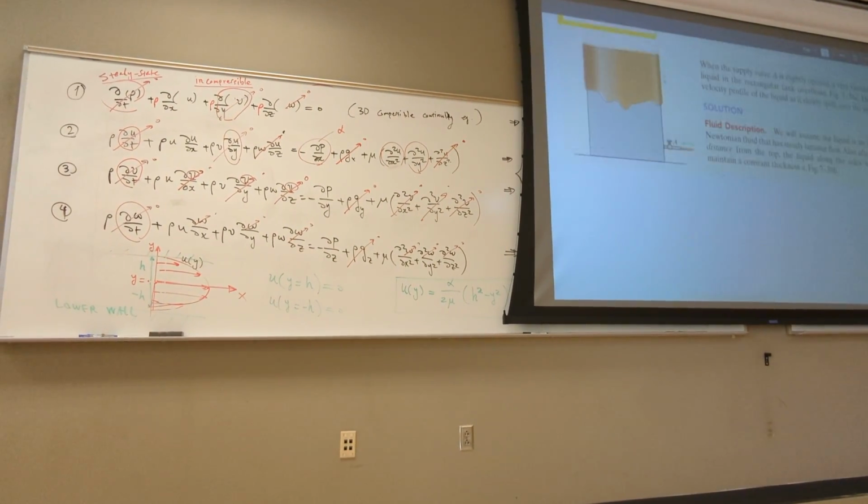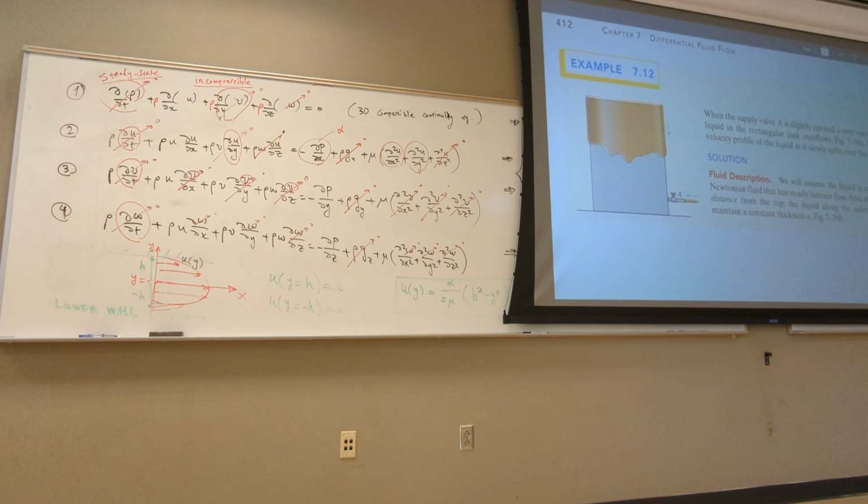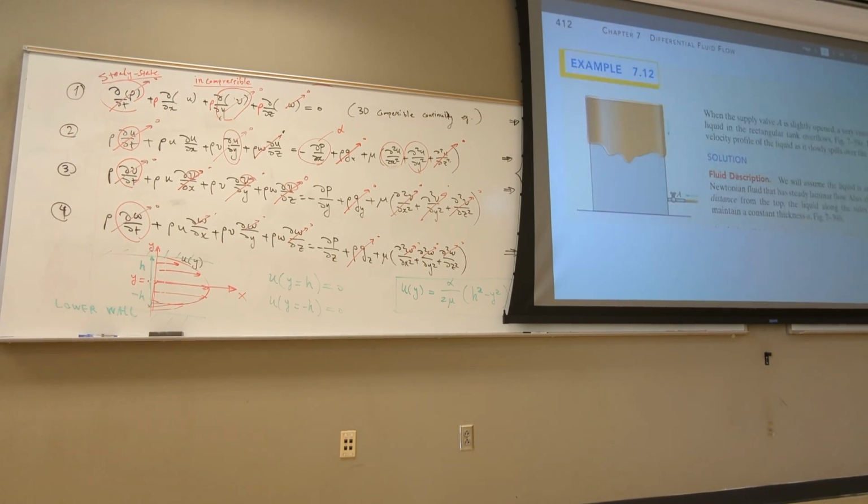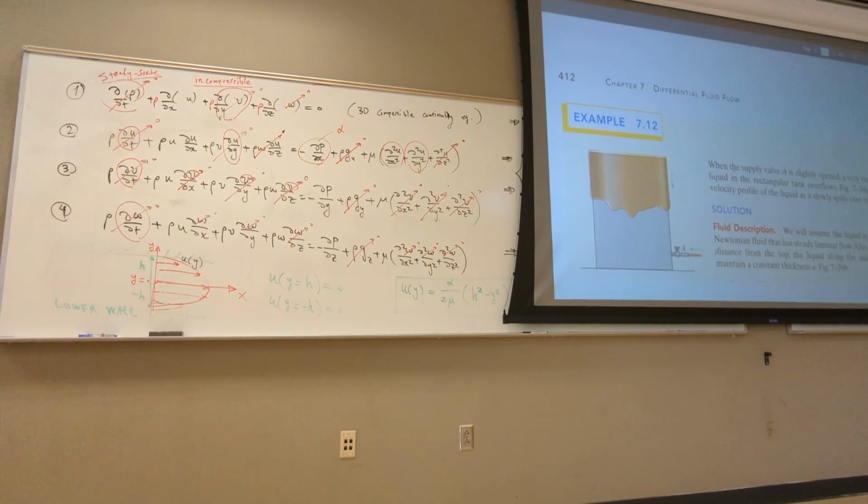Now you see, this oil is kind of pouring over this edge, and it comes down with a constant velocity. So we're going to talk about this problem, and how we can start with Navier-Stokes and get a solution for that.